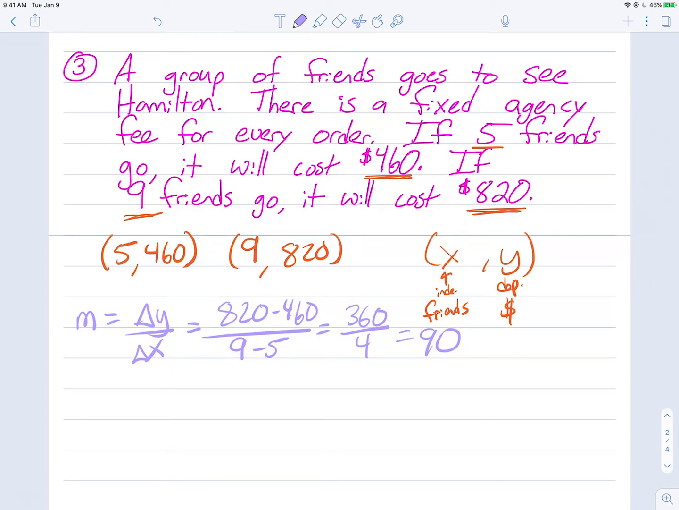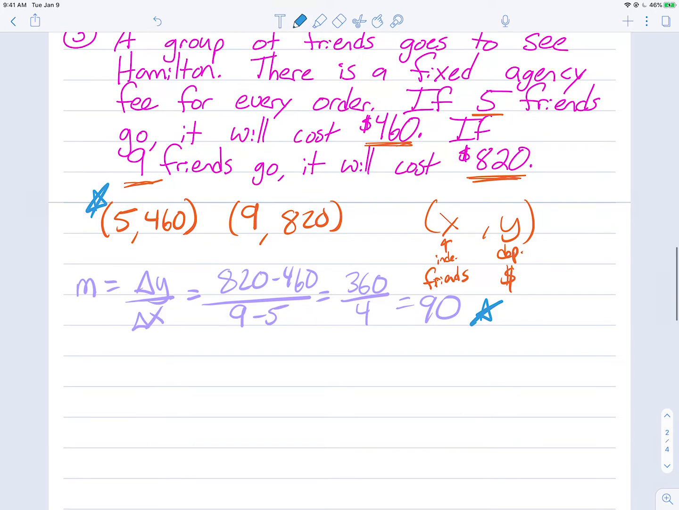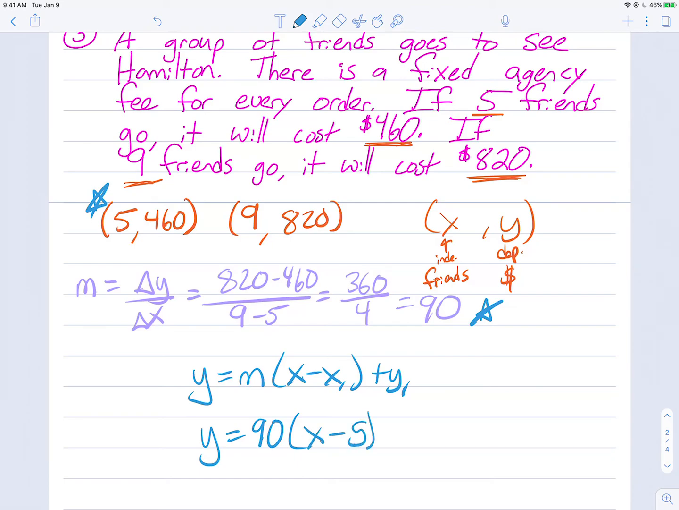So I still don't know my initial agency fee, that one-time fee, but I do have my slope and I have 2 points. So I'm going to just choose one of them. It does not matter which one. I'm just going to choose (5, 460). I'm going to plug that into my point-slope form. And I'm going to get y equals 90, that's my charge per Hamilton ticket, times (x minus 5), the x value of the point I chose, plus 460.